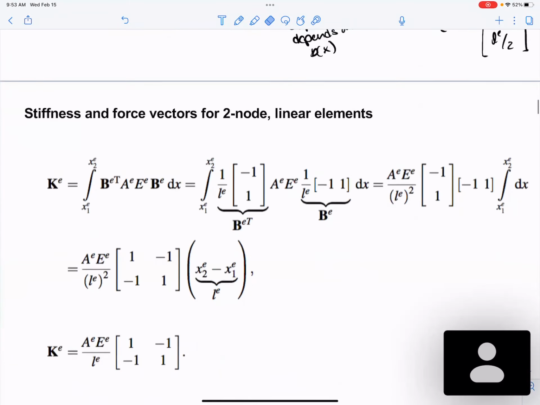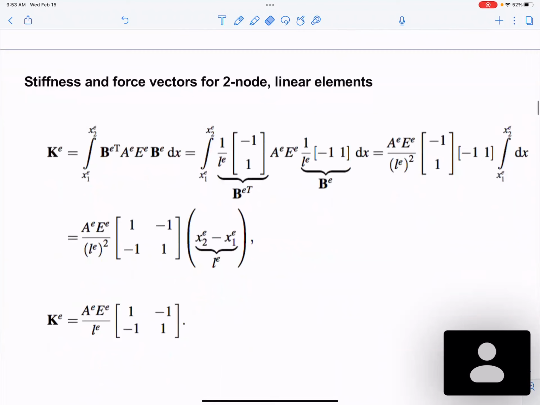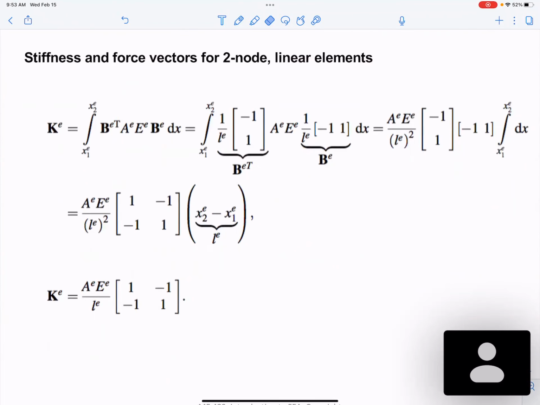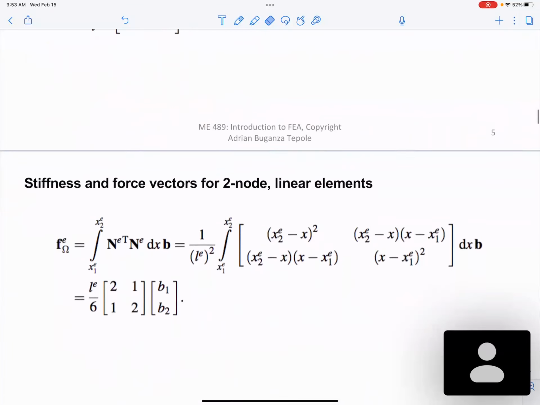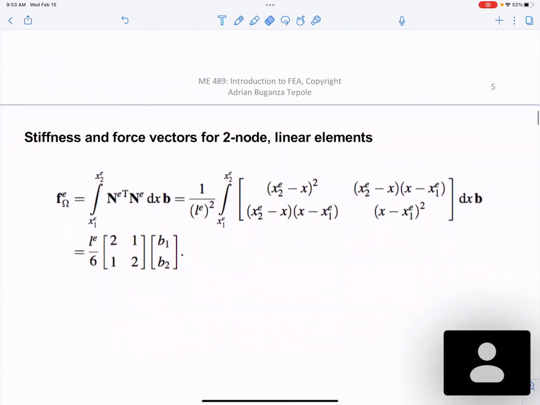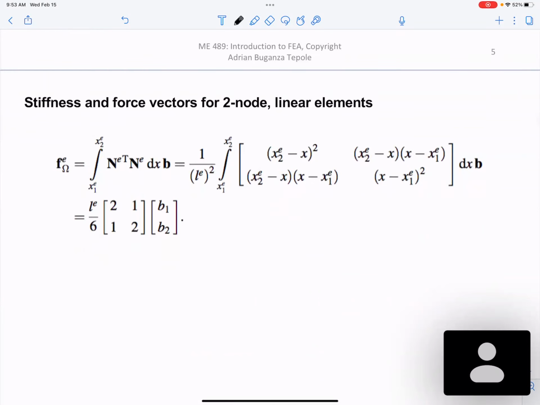All right. This is just repeating the derivation in the book. You can see that for the linear case, you end up with just AE over length times 1, minus 1, minus 1, 1. I won't go over this; I just did it. And then for the force vector, this is what it looks like if B is linear. This is another derivation that I don't want to do.